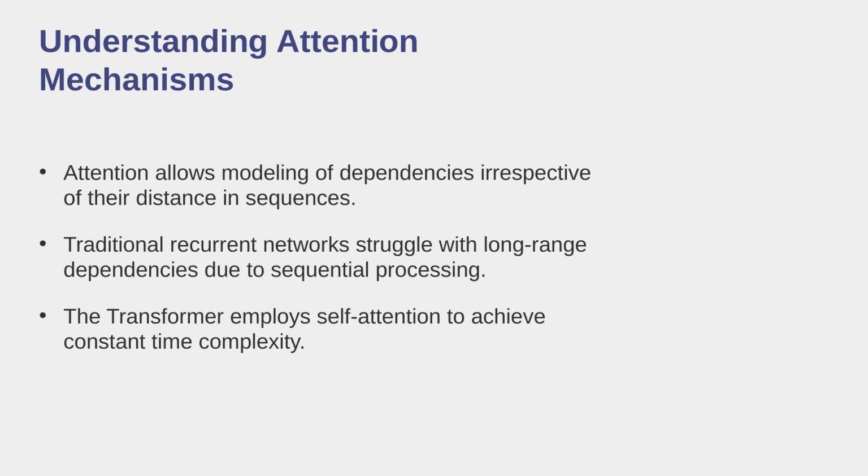Traditional recurrent neural networks, while powerful, often falter with long-range dependencies because they process input sequentially. This sequential nature creates challenges in capturing relationships between distant words. In contrast, self-attention in the transformer architecture allows for simultaneous consideration of all words in a sentence, achieving a constant time complexity. Imagine you are reading a long sentence.